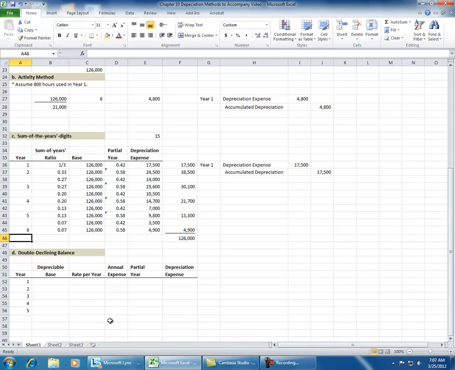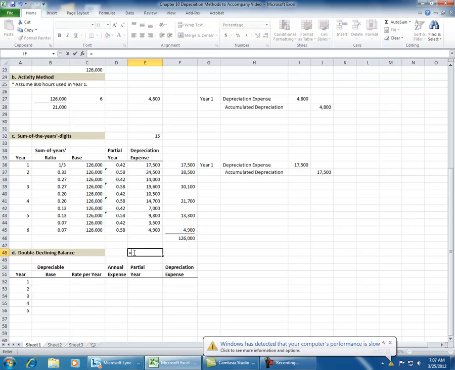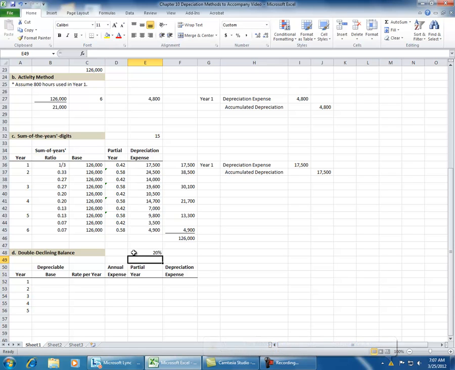The second method of accelerated depreciation is the double declining balance. The straight line method is simply taking 1 over the useful life. So we take 1/5 and depreciate it each year when we use straight line. And with double declining then, we're going to double that rate. So 20% multiplied by 2. So our double declining rate is going to be 40%.